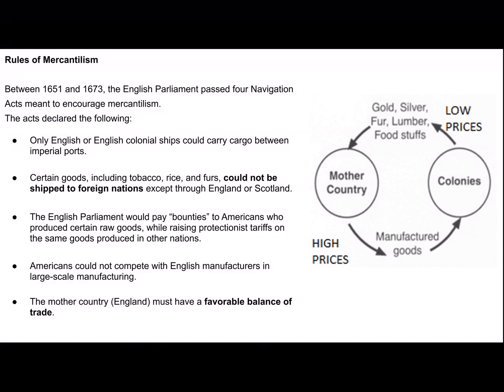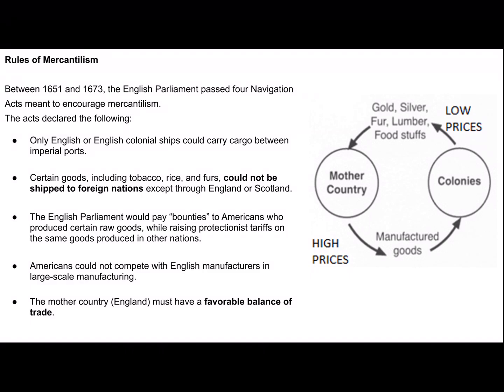So here are some rules about mercantilism. And again, we'll take a closer look at this. But between 1651 and 1673, there are 4 Navigation Acts that are meant to encourage mercantilism. The English colonial ships could carry cargo between imperial ports only. Certain goods, including tobacco, rice, and furs, could not be shipped by foreign nations. This is really important. We'll take a look at that in the coming days. The English Parliament would pay what we call bounties to Americans to produce certain raw goods. So this also allows for tariffs to be raised on the same goods that are produced by other nations.